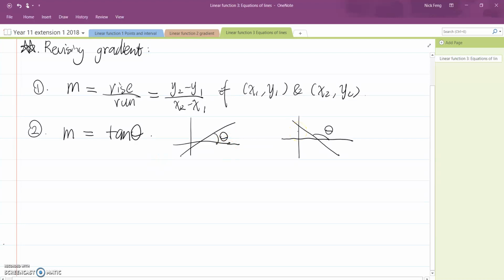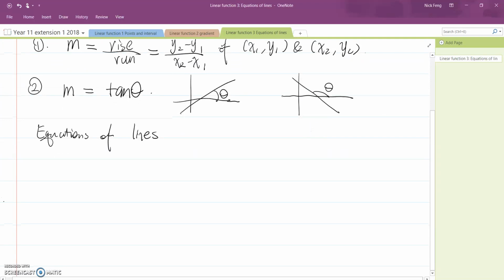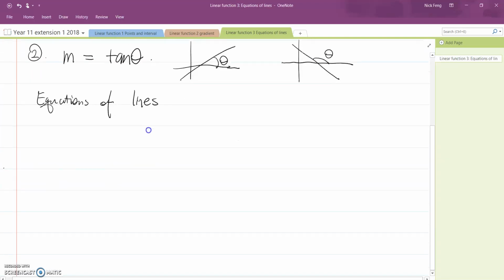Okay, so today we will be doing something again very related to gradient, that is equations of a line. The equations of lines have several forms. Actually, we'll be focusing on a lot of different equations. First of all, let's do the special cases.